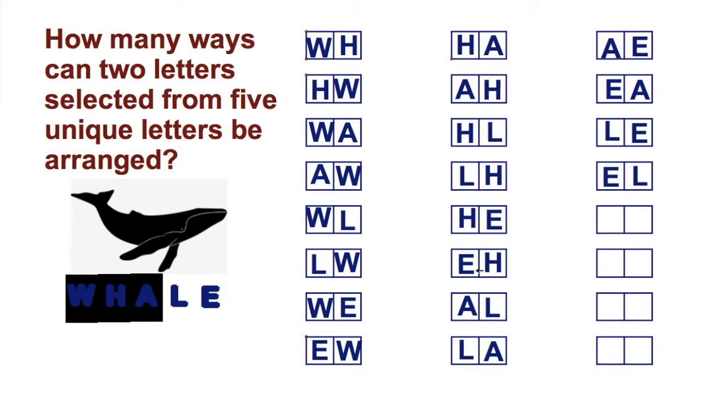That should do it. Let's count them up. 2, 3, 4, 5, 6, 7, 8. 8 times 2 is 16, 17, 18, 19, 20. So that's our experiment. We came up with 20 ways to arrange 2 letters taken at random from the word whale, where all 5 are unique letters.